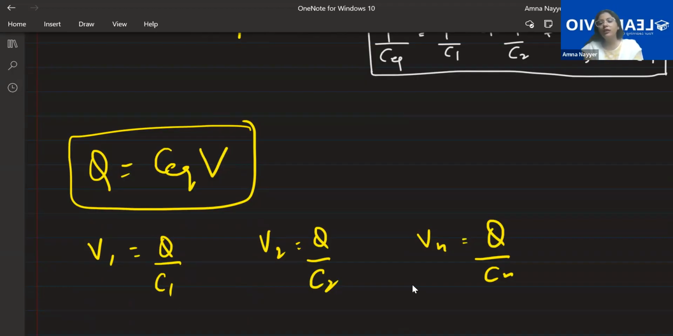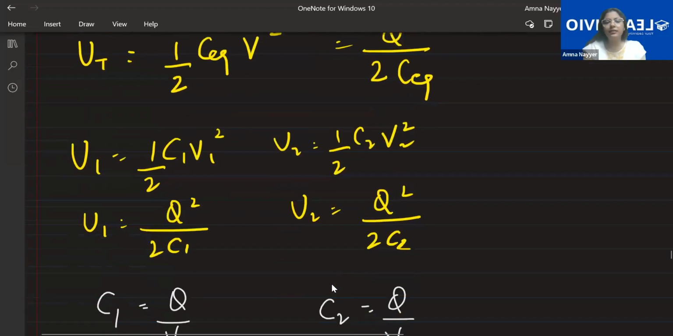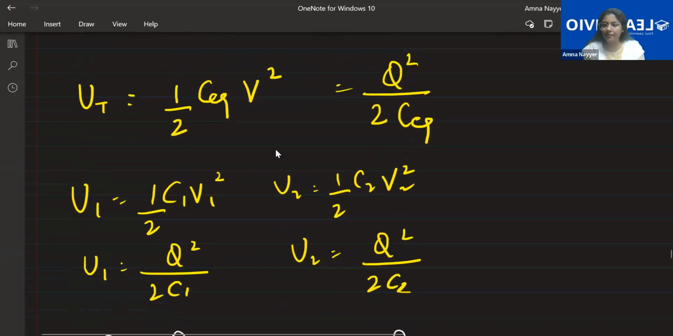For the different capacitors C1, C2, if you put C1, you get the potential V1. If you put C2, you get the potential V2. So Q by C1, Q by C2, Q by C3 till Q by Cn. This is how you can calculate the potential for any capacitor.